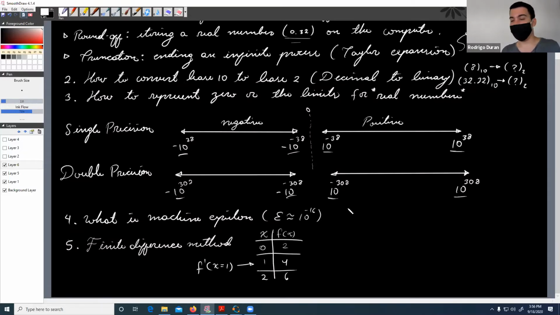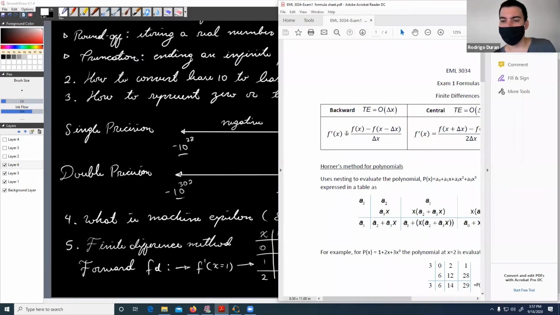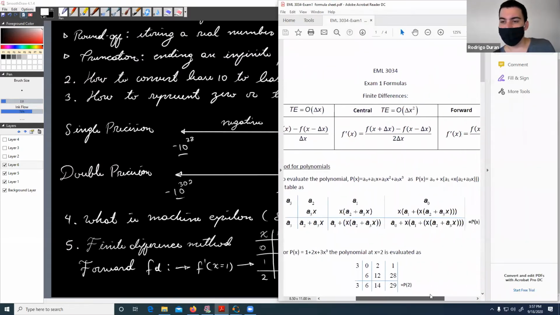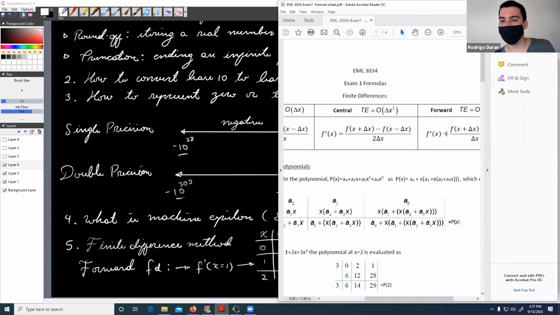So if I want, and they will tell you how, for example, use forward finite difference to do this. What you're going to do is look at the formula sheet. You can see the equation right here. That's the equation for backward. You have the equation for central, and you have the equation for forward.